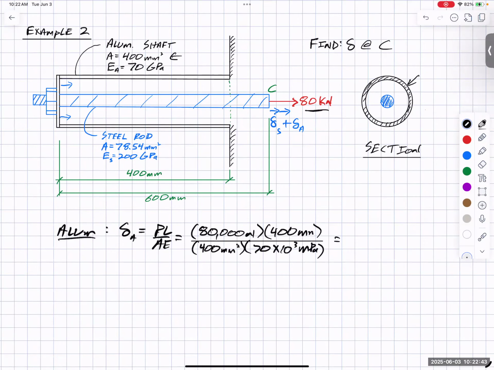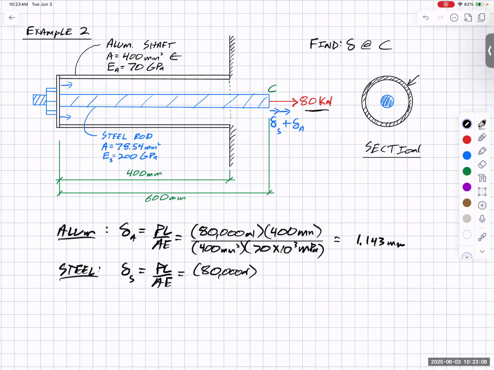And then steel, same idea. With steel, I have delta steel is PL over AE. The only difference is for the area of steel and E of the steel, but the P is going to be the same, right? Because I have the same 80 kilonewton load pulling on that steel. Length of the steel is a little longer because it extends beyond that little bit, and I see that it is 600 millimeters long divided by area of the steel.